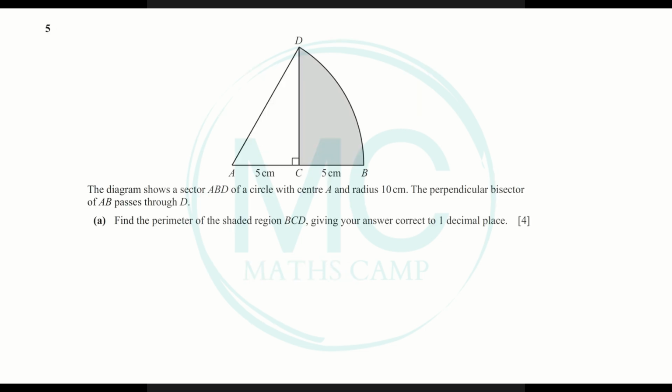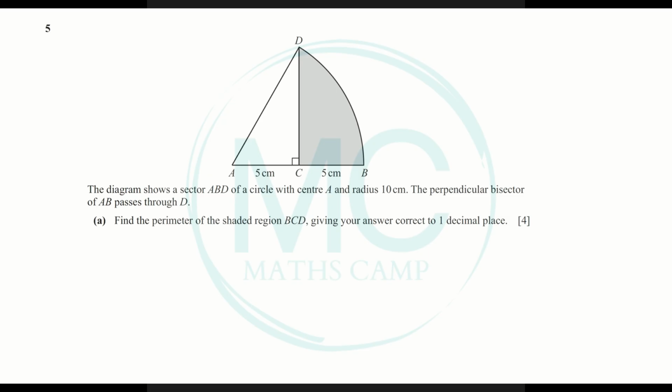Question 5 tells us that a diagram shows a sector ABD of a circle with center A and radius 10 centimeters. The perpendicular bisector of AB passes through D. Part A says find the perimeter of the shaded region BCD, giving your answer correct to 1 decimal place.